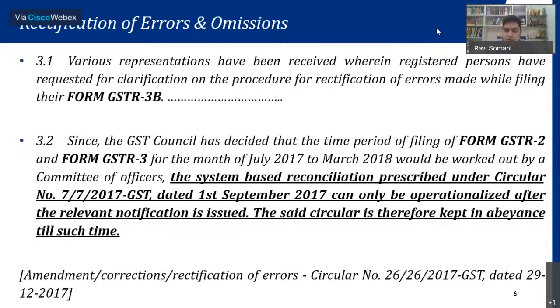Now, here, one of the important points I would like to explain is that one can take a view, if you want to take a bit of an aggressive stand. I would not say it is an aggressive stand. Why don't you correct that mistake in the return to be filed in November 2020? That is, sir, how can we put the details of 18-19 in November 2020?